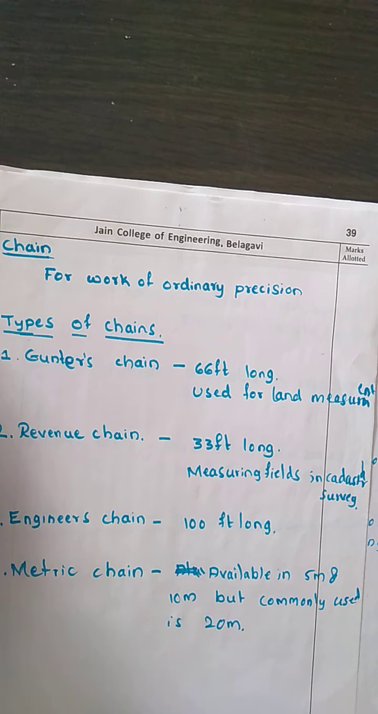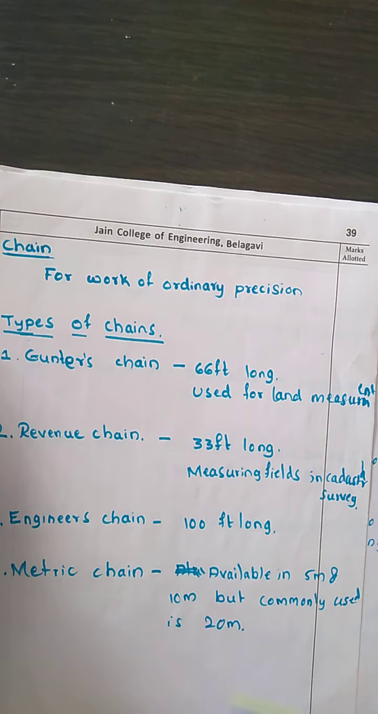Next is the revenue chain. The revenue chain is 33 feet long with around 16 links, and it is used in measuring fields in the cadastral survey. Next is the engineer's chain. The engineer's chain is 100 feet long with 100 links, hence it is used in all engineering surveys to record the readings.